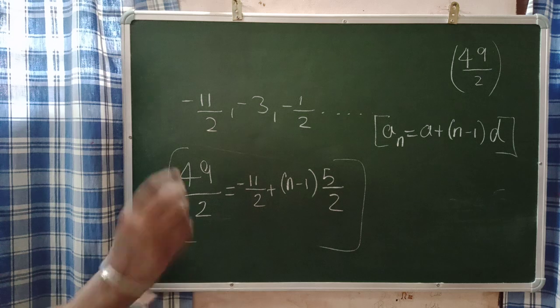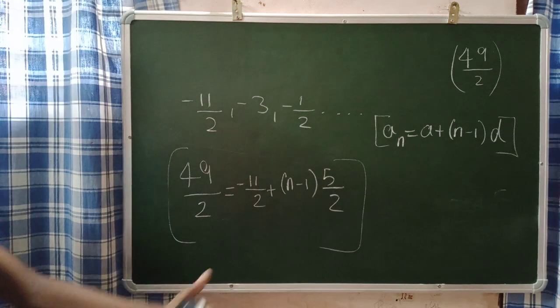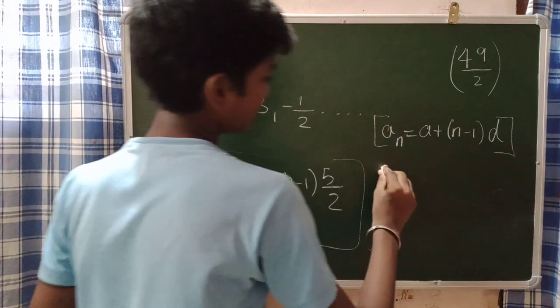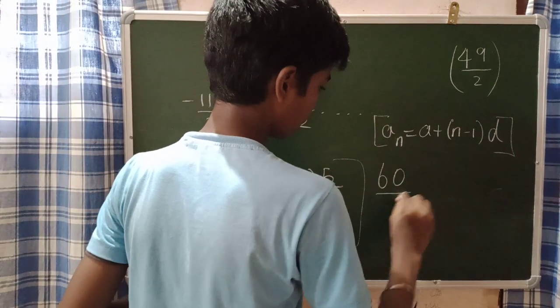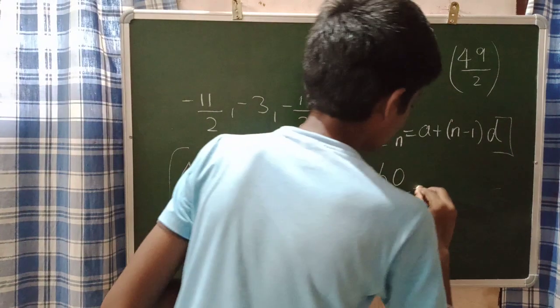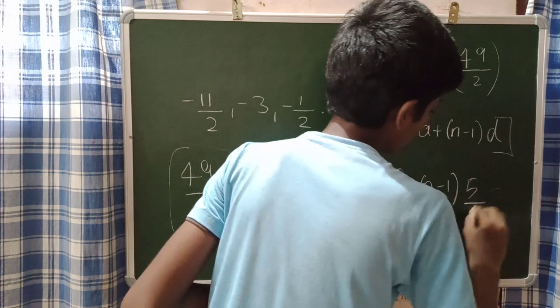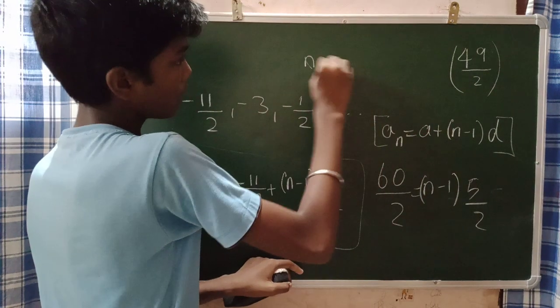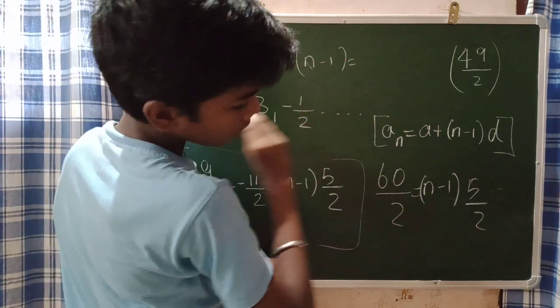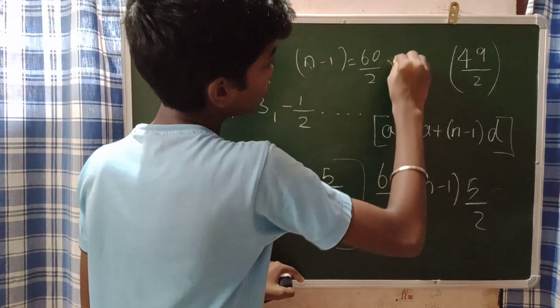When you find out the value of n, just solve this particular equation. Take this minus 11 by 2 to the LHS. When you take it, you will be getting 60 by 2, because 49 by 2 plus 11 by 2 is 60 by 2. That is equal to n minus 1 into 5 by 2. So your n minus 1 will be nothing but 60 by 2 divided by 5 by 2, that is nothing but into 2 by 5.